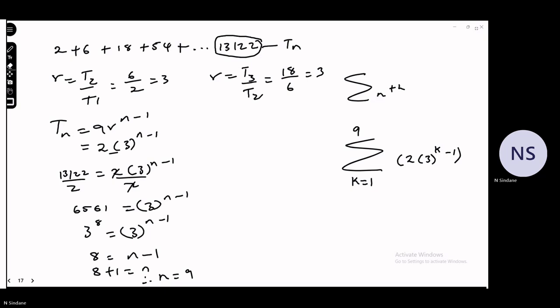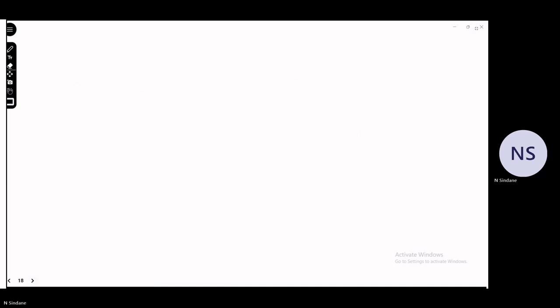The position of the last term is at 9. That's how I can represent this in sigma notation. Now let's do the reverse of it. For a given sigma notation, we're given 2k minus 7, we're given k starting at 4, and the position of the last term is 13.